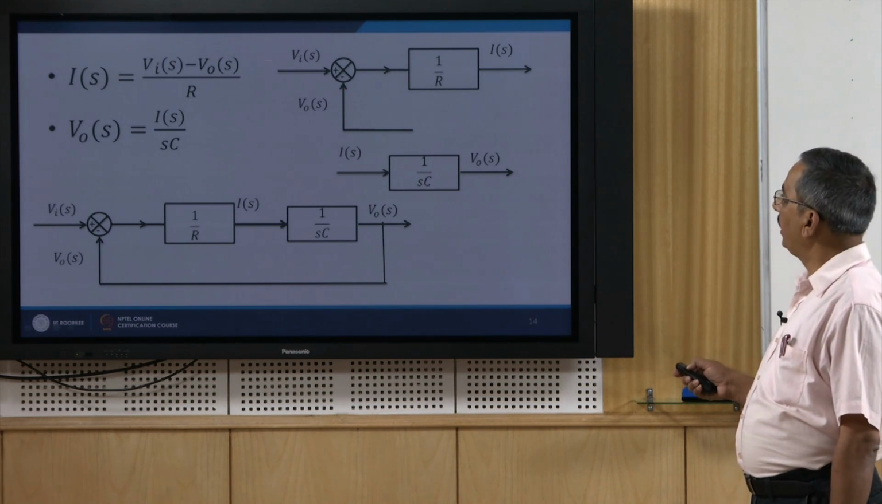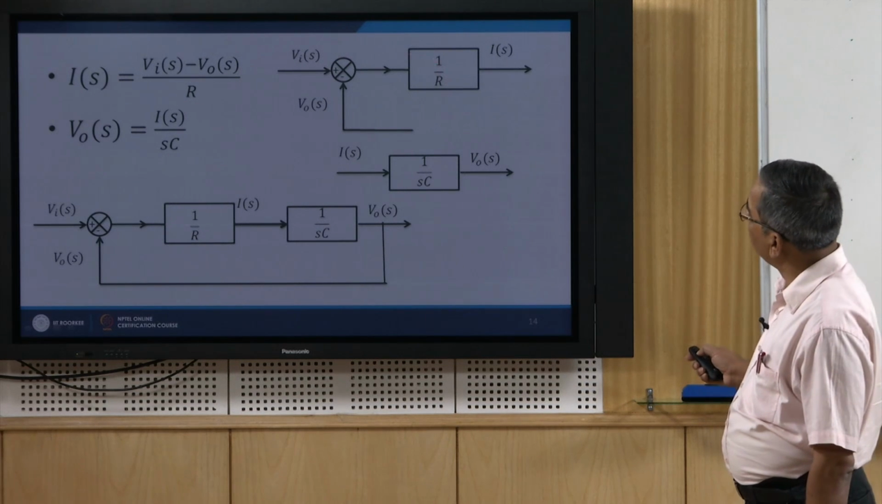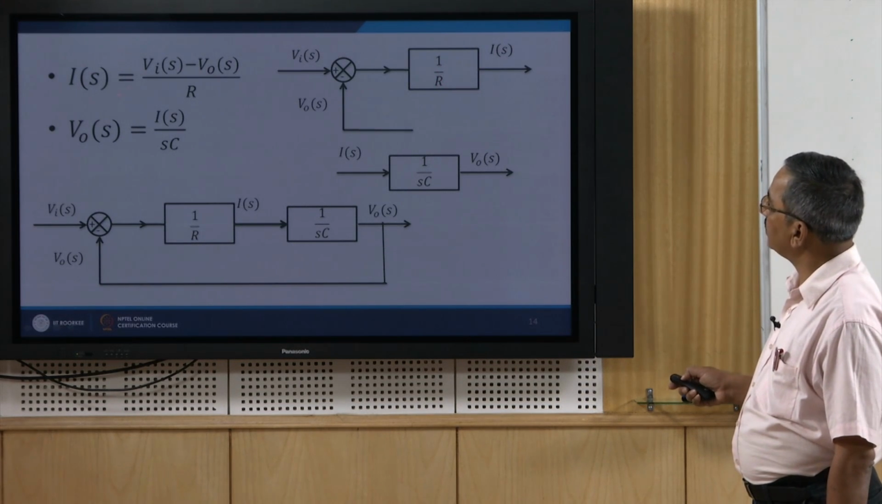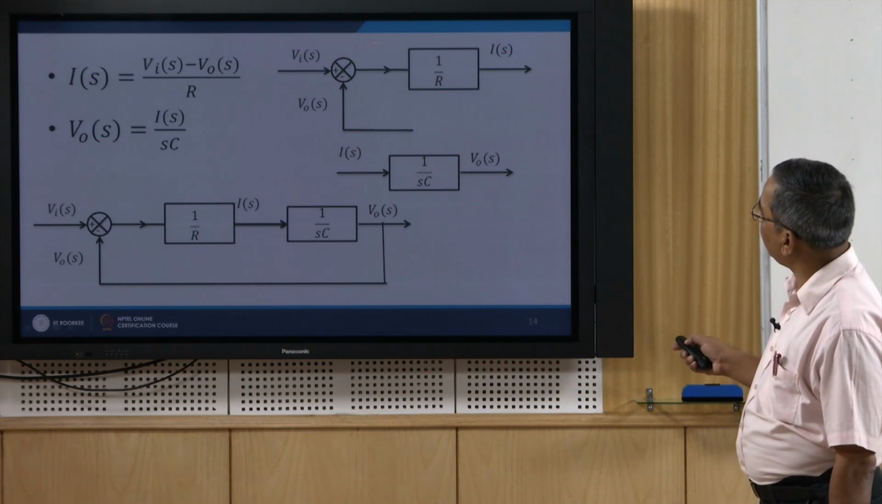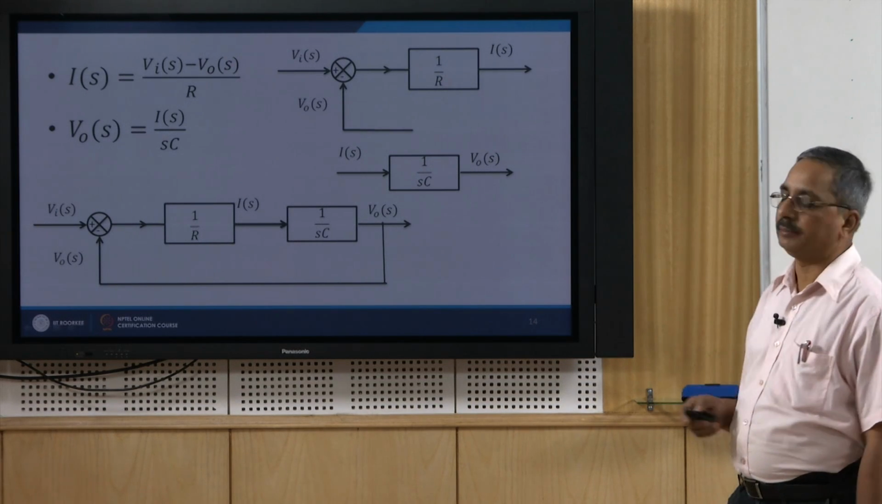Then this Vi - Vo is divided by R. So, I use a block in the block diagram whose transfer function is say 1/R, and what I get is Is. So, this is my Is. This part of the block diagram represents the first equation.